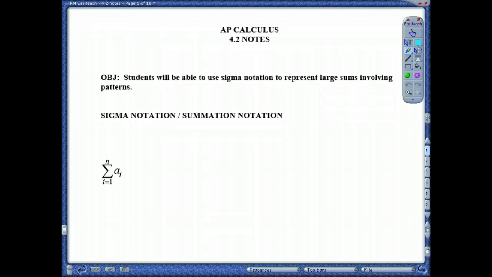And that's that big capital sigma for Greek letters. Now, it has a counter. This is where we're going to start. This is our pattern. And this is our stopping point. Okay, now we're going to learn a little bit of a different name for this in chapter 8. We're going to know that this is called our sequence.